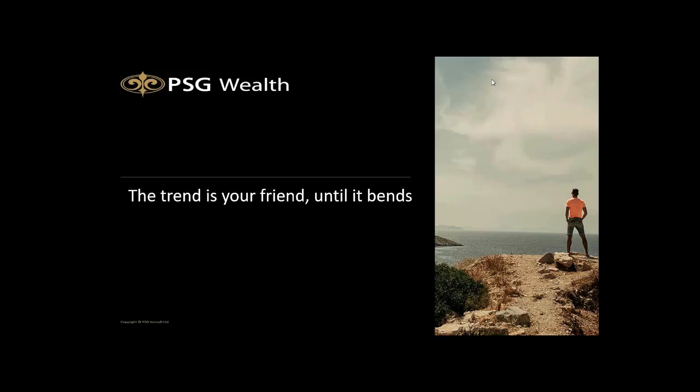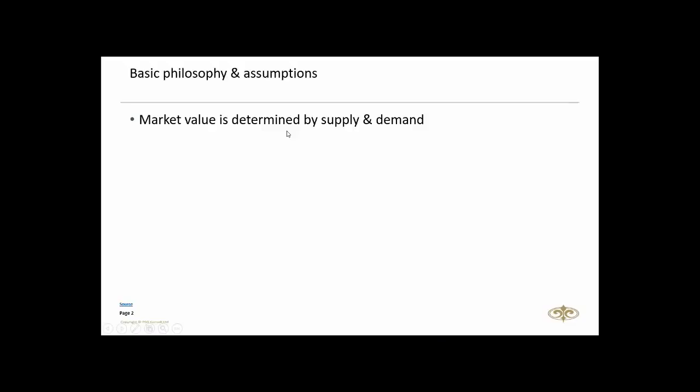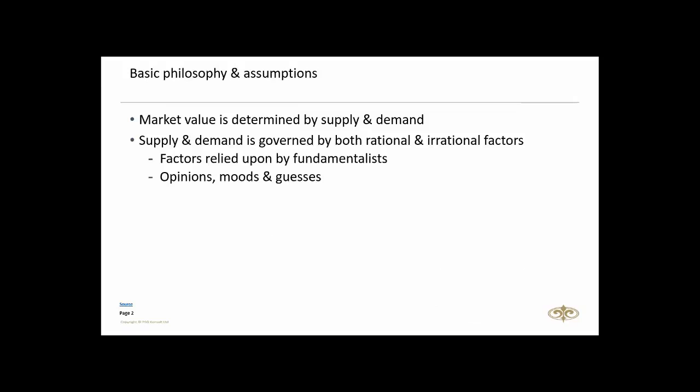So let's discuss the basic philosophy and assumptions of technical analysis. First of all, the market value of a share is determined solely by the interaction of supply and demand. Now, supply and demand is governed by numerous factors, both rational, which is another way of looking at something being normal or reasonable, and irrational factors. In other words, anything that's illogical and foolish.